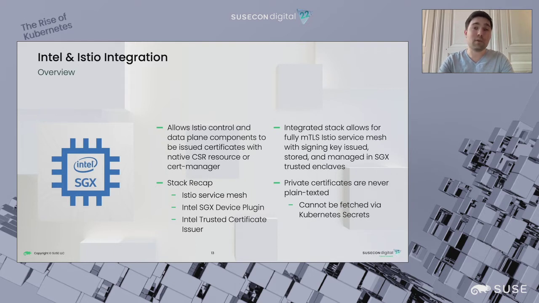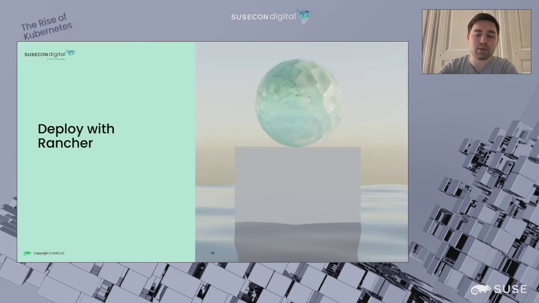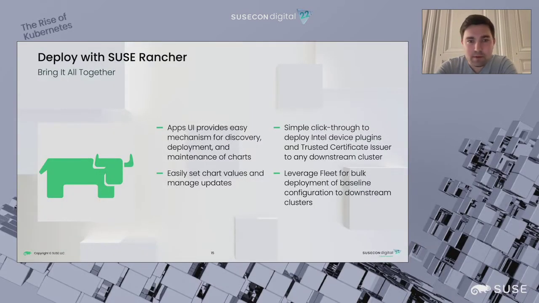And you only need to have one system in your cluster with SGX for this to function. So, bringing it all together with SUSE Rancher. SUSE Rancher makes it very easy to manage all your downstream clusters, manage deployments and configuration. The Intel Trusted Certificate Issuer will be available very shortly in the partner marketplace within the Rancher UI. This will make it easy to find, deploy, configure, and update right from within your Rancher UI.